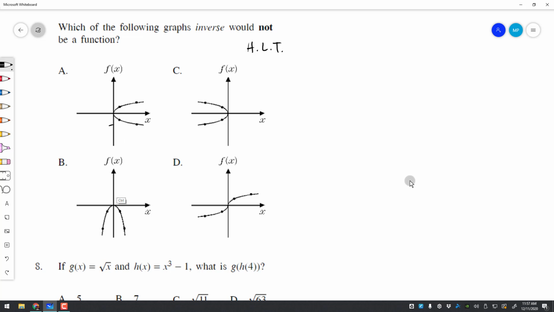If something passes the horizontal line test, its inverse will be a function. If it fails the horizontal line test, meaning a horizontal line could pass through more than once, say in graph B, then its inverse would not be a function. So in this case, B is the only one whose inverse would not be a function.